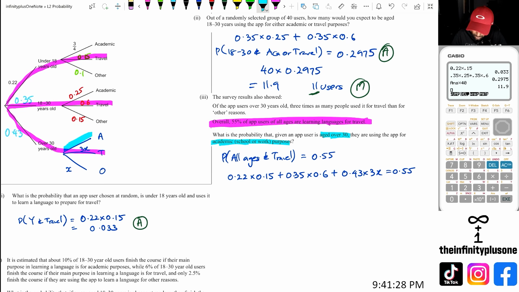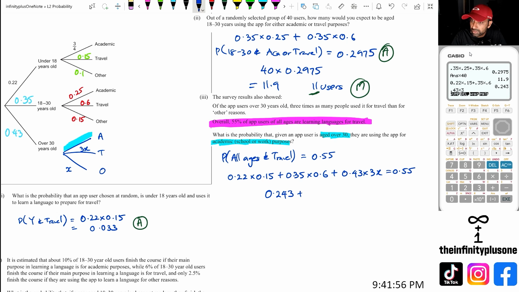So let's actually work out what x value is. I'm just going to get rid of these pink lines because the pink lines is equal to 0.55. So I need to use the calculator for this. I've got 0.22 multiplied by 0.15 plus 0.35 multiplied by 0.6. That's going to give me 0.243 plus 0.43 times 3 is 1.29. So that's going to become 1.29x equals 0.55.